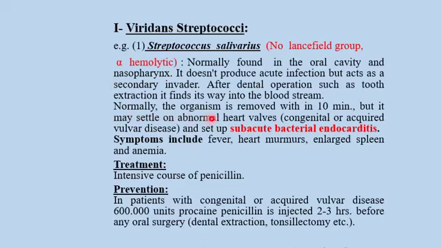What are the abnormal heart valves, like what? Like congenital, meaning hereditary, a person has a congenital defect in his heart, or acquired valvular disease. Like what acquired valvular disease? For example, rheumatic fever. And by this it can set up a subacute bacterial endocarditis. The symptoms include fever, heart murmurs, enlarged spleen and anemia.